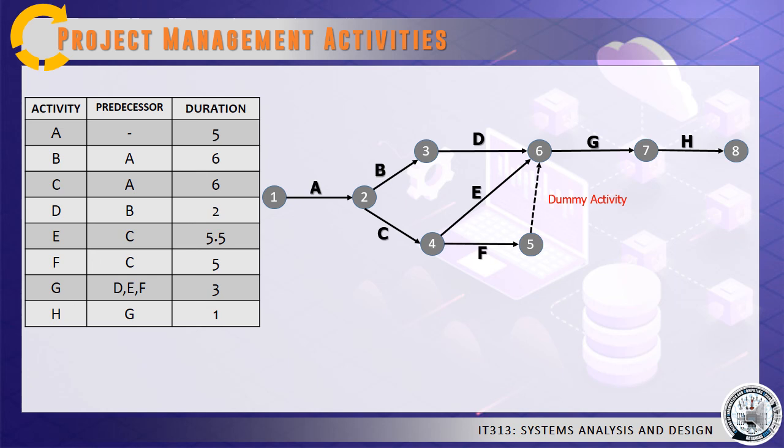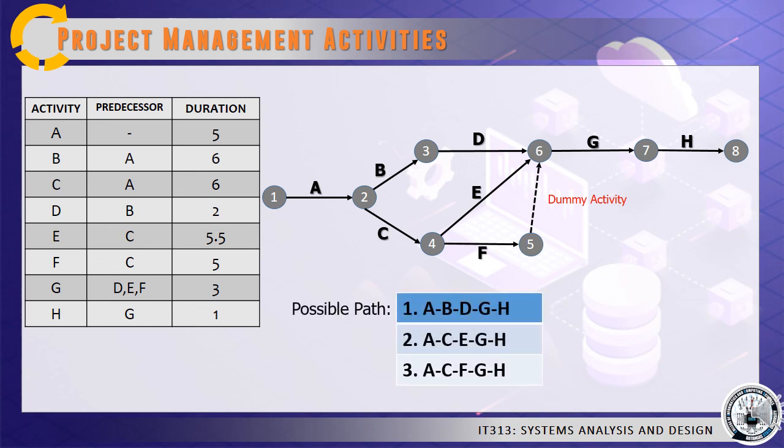What we have here is a simple network diagram for our example. To calculate the project duration, we'll just have to add the duration of all the activities. In this example, that would be 5 plus 6 plus 6 plus 2 plus 5.5 plus 5 plus 3 plus 1, which gives us our duration of 33.5 days.